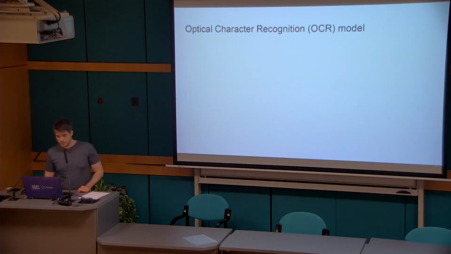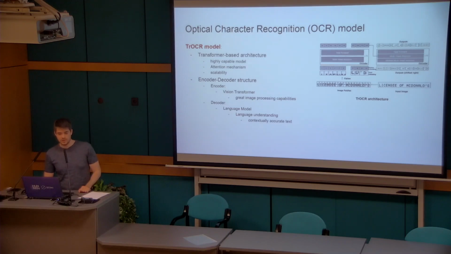But to take advantage of the recent advances of AI models, we want to train an optical character recognition model as well. We opted for the so-called TrOCR model architecture, which is kind of state-of-the-art in the literature. It's based on a transformer architecture, which is a highly capable model. It harnesses the attention mechanism, and it's very scalable. It also has an encoder-decoder structure.